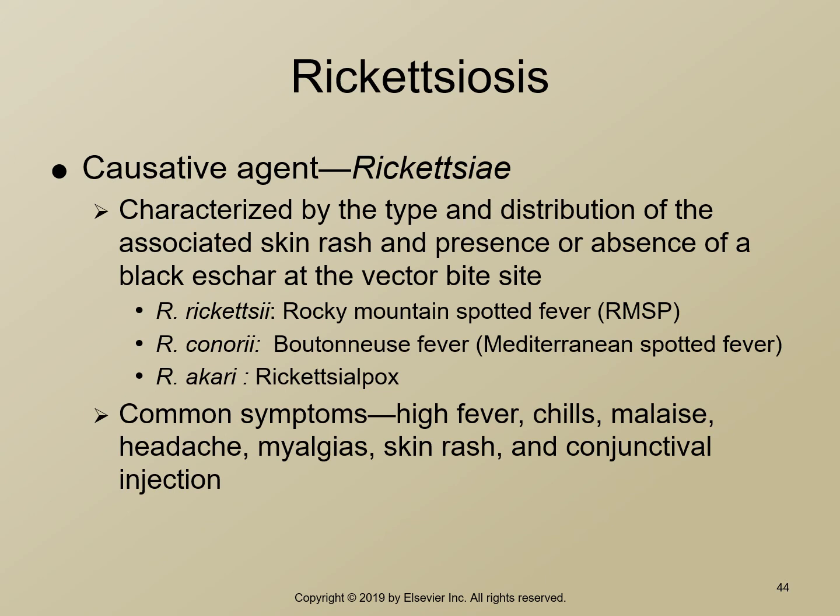Rickettsialpox is caused by Rickettsia akari, and this is also one of the spotted fever group forms of rickettsial disease, but it's transmitted by the bite of mites rather than ticks, and mice are usually the reservoir. Rickettsia akari occurs worldwide, but was initially found in New York City. Clinical findings include fever, rash, and a black eschar, which develops from a papule that vesiculates.